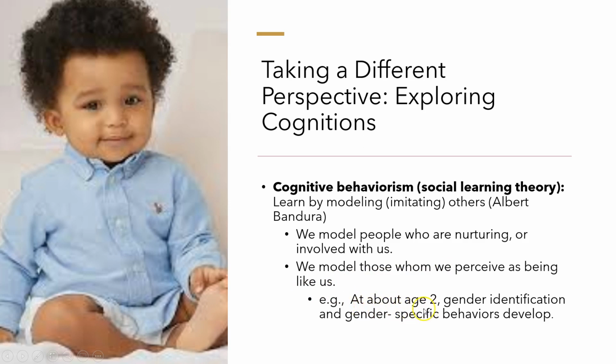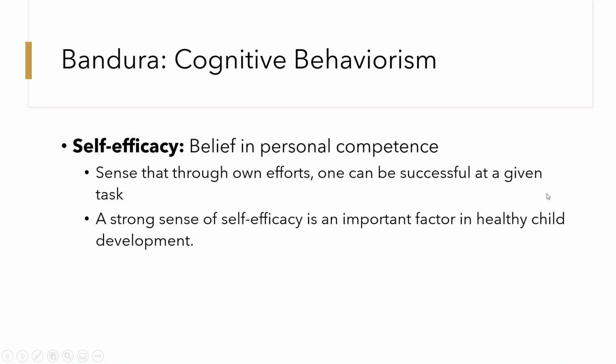And research shows that at about age 2, gender identification and gender-specific behaviors develop, and that children are then more apt to model individuals they see as similar to them in terms of gender. And even to this day, you could think about it yourself. If you go somewhere that you've never been before and you're not really sure what to do, how do you learn what to do? You look around you and see what other people are doing, and you do that, right? This is the idea of cognitive behaviorism or social learning. We learn by modeling.